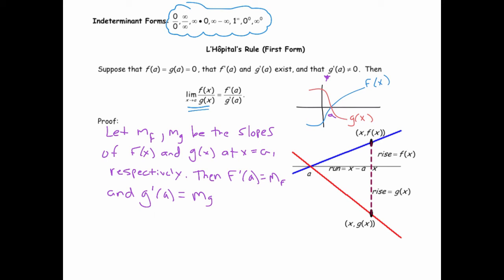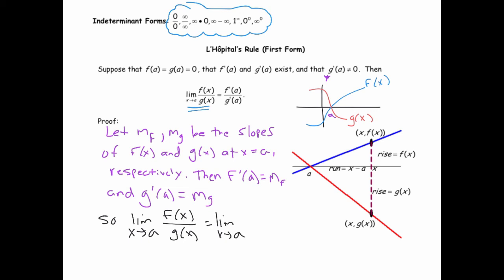So that means that if we take the limit as x goes to a of f of x divided by g of x. Now again, we can't plug a in because you get 0 over 0, but since we're interested in the values of this expression as x gets arbitrarily close to a, that means that we can treat f of x and g of x as the tangent lines that model them at those points.